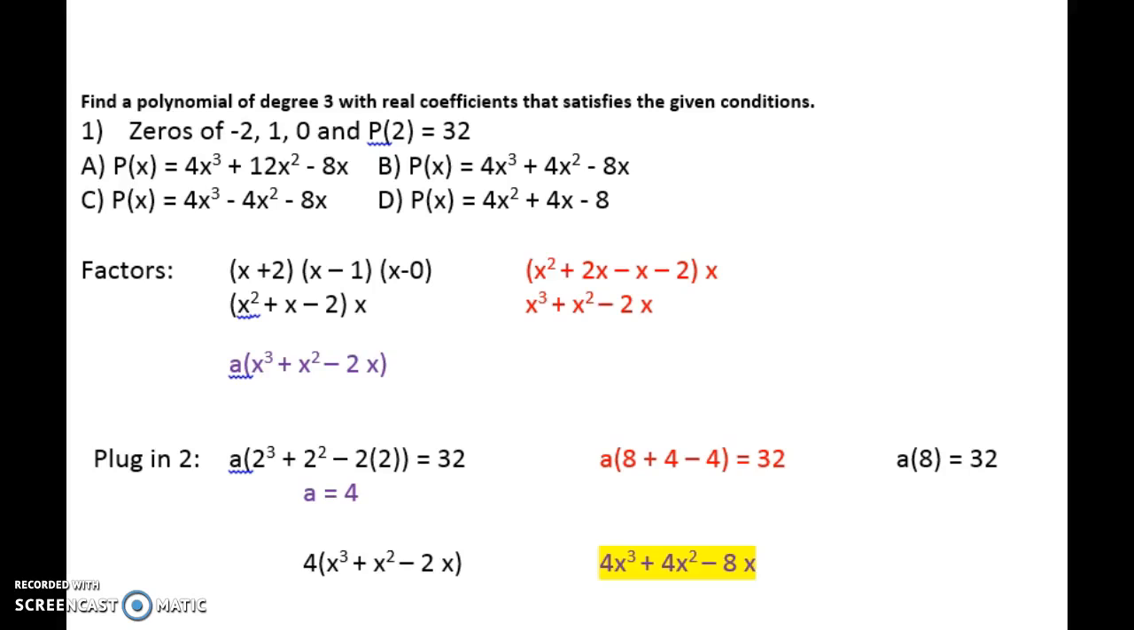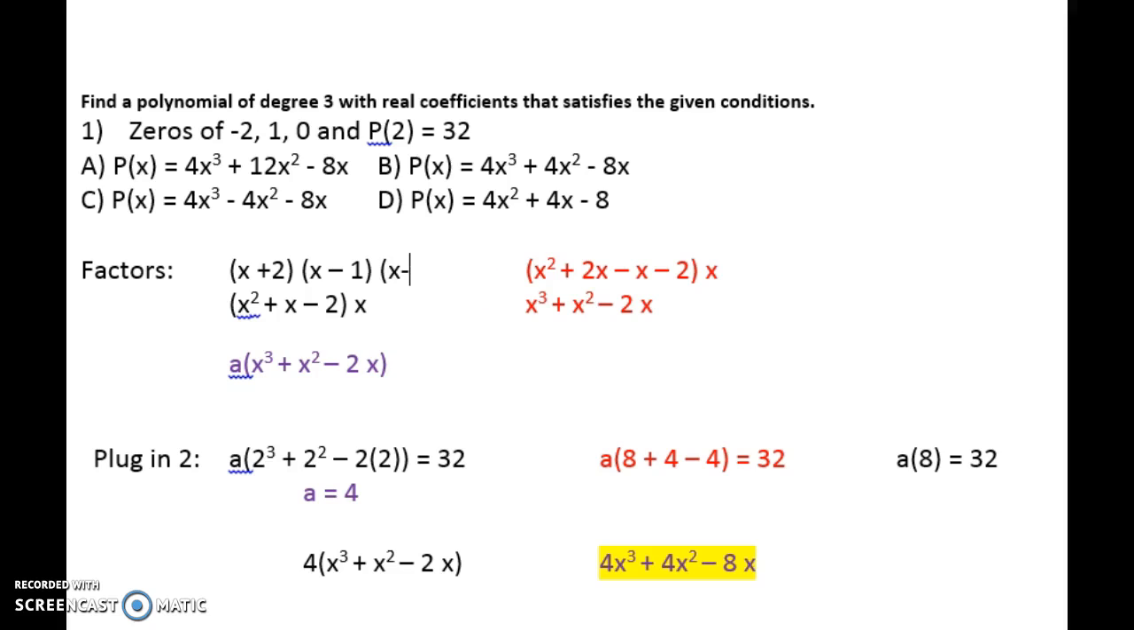For number 1, we're trying to find a polynomial that meets certain conditions, and we're told 3 zeros of the polynomial. So 3 values that when you plug them into the polynomial, the result is 0. And the factor theorem, which is on page 327 in the book, says that if these values are zeros, then x minus the value has to be a factor of the polynomial. So x minus -2, x minus 1, and x minus 0 are all factors of our polynomial.